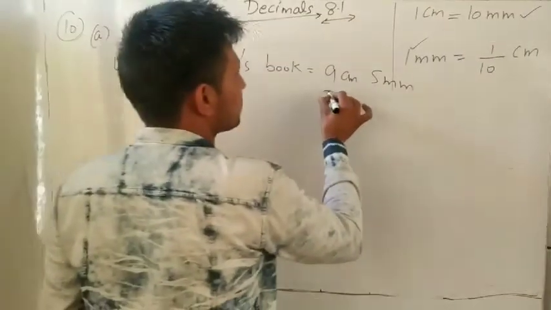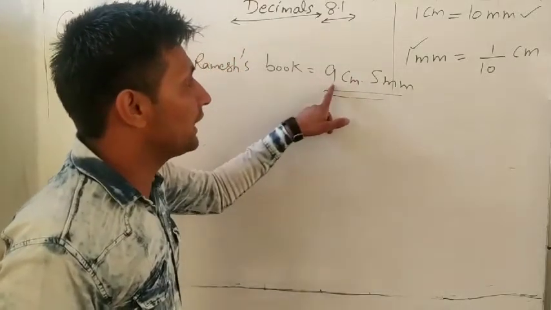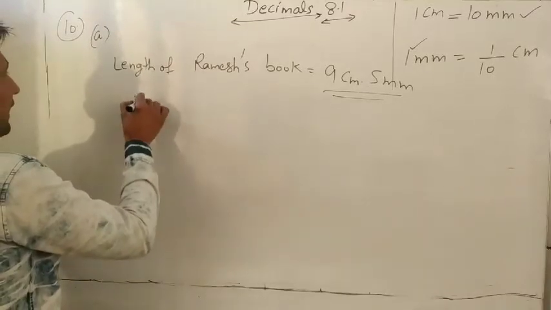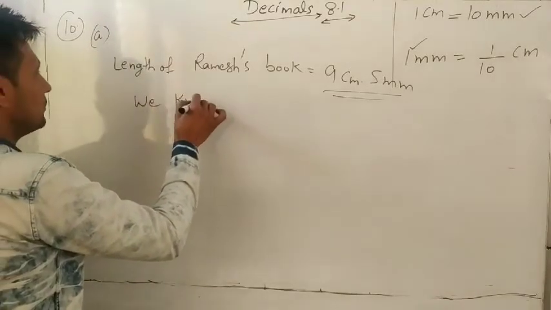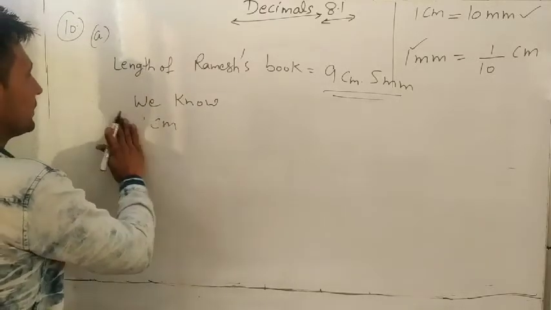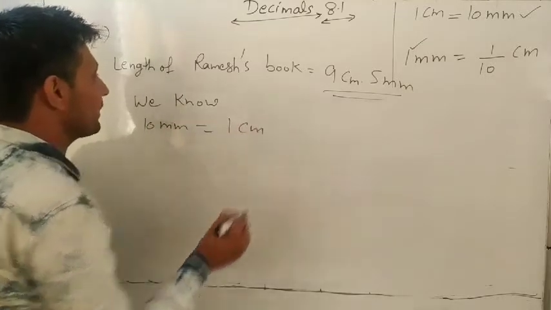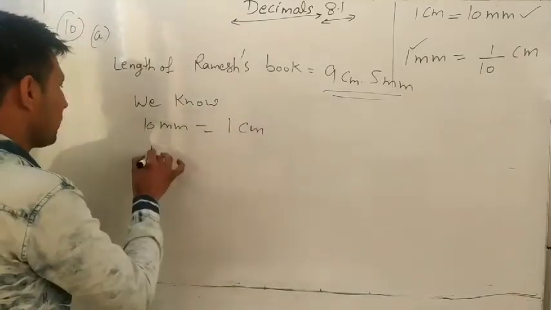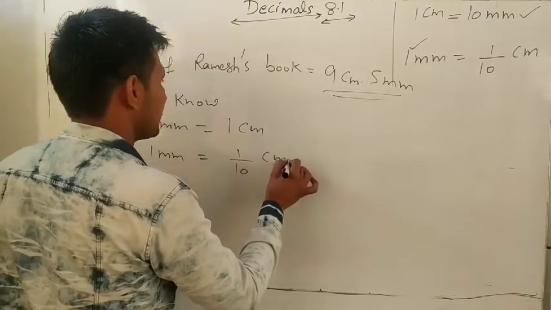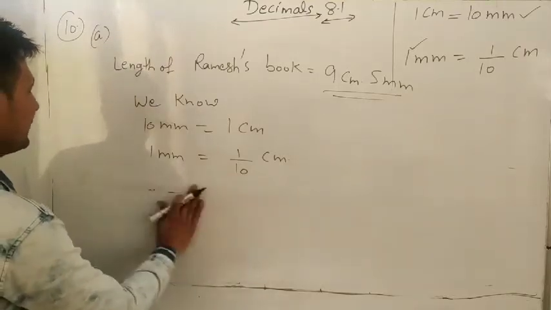So it means we have to change 9 centimeter 5 mm into centimeter. The 9 centimeter is already given in centimeter. So again we will write: we know 10 mm equals 1 centimeter, so 1 centimeter equals 10 mm and 1 mm equals 1 by 10 centimeter. So same as it is, 9 centimeter plus.